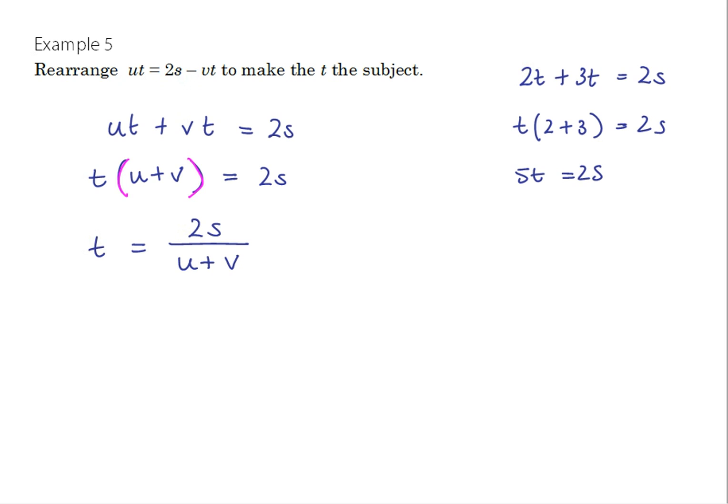This is a fairly common process. If you've got more than one instance of your unknown in a literal equation, get the terms involving the unknown on one side, factor out that unknown, and then go from there.